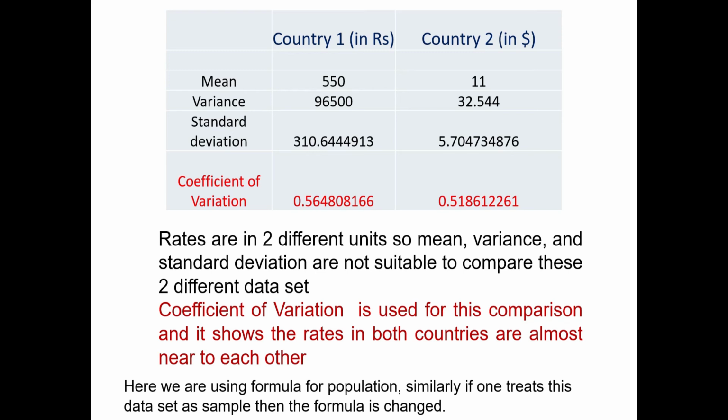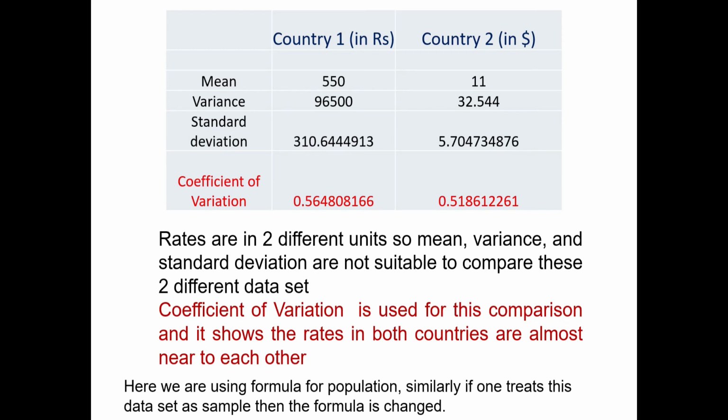And if you just take the coefficient of variation, in India it is 0.564, in US it is 0.5186. So we can proudly say there is not much difference between the variation in India and the United States. Mostly almost the same, 0.5, 0.5.